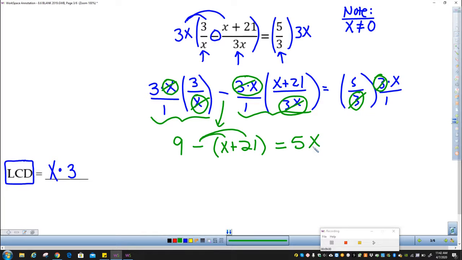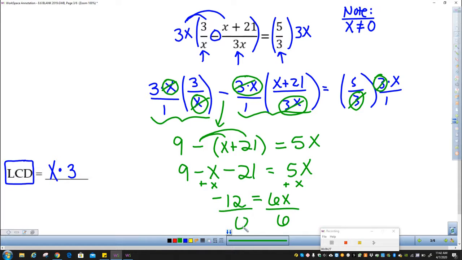Now, we got rid of our denominators. We're ready to just solve the simple equation that we are left with. So we have 9 minus x minus 21. And let's do 9 minus 21, which is negative 12. At the same time, I'm going to think about adding x to both sides to move it over, so that ends up equaling 6x. We'll divide both sides by 6. And negative 12 divided by 6 ends up being negative 2. It's not extraneous, only if it were to equal 0. So that's okay. It doesn't make our denominator 0. That's just our final answer.